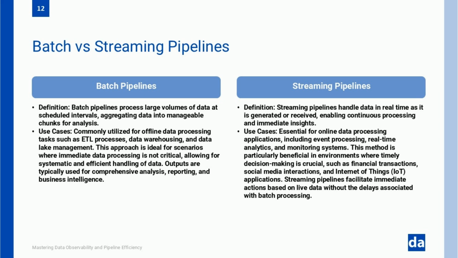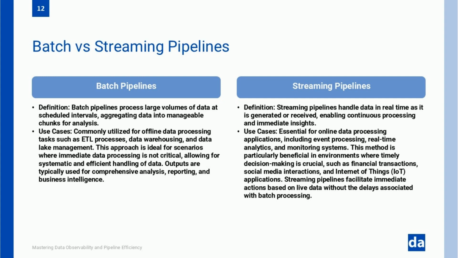1. Batch pipelines definition: these pipelines handle large volumes of data in chunks, processed at scheduled intervals. This approach allows for systematic and efficient offline processing. Use cases: batch pipelines are perfect for ETL processes, data warehousing, and data lake management. They shine in scenarios where immediate data processing isn't critical, but comprehensive analysis and reporting are. Think of batch pipelines as your scheduled maintenance team working behind the scenes to prepare your data.